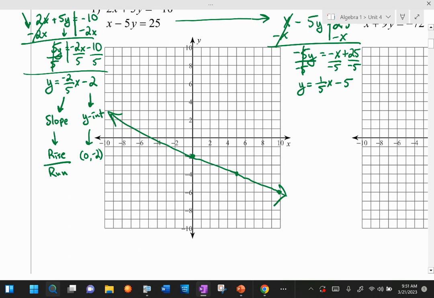Okay, and then the other one, okay, y-intercept is -5. Then we go up 1 over 5. 1, 2, 3, 4, 5. And this one does intersect on a grid line. And then we'll go up 1, 1, 2, 3, 4, 5.